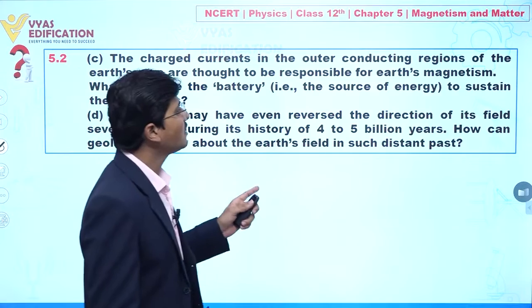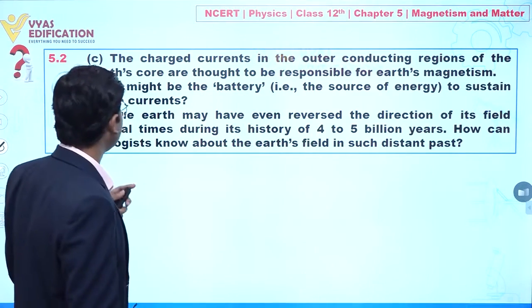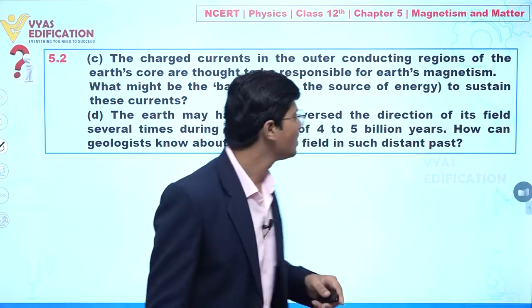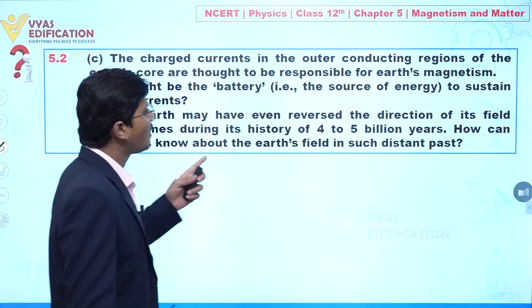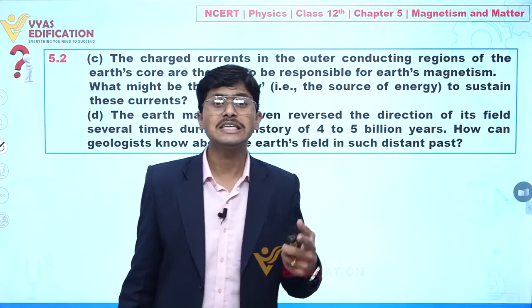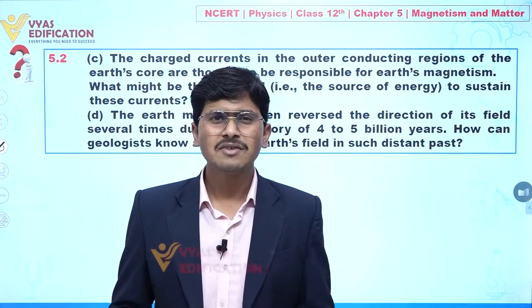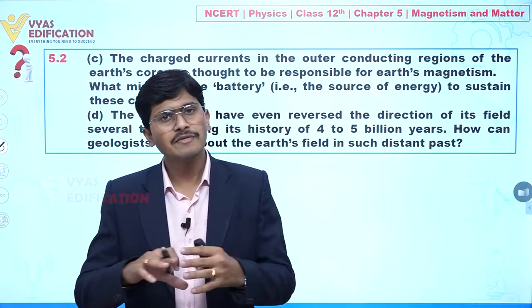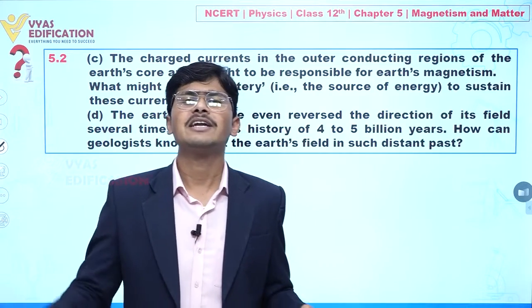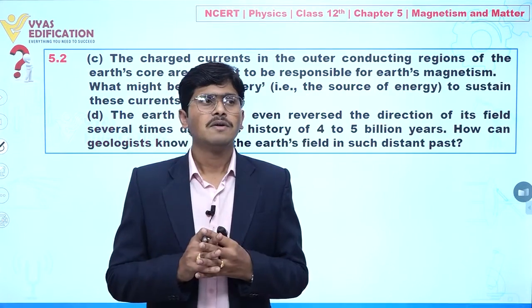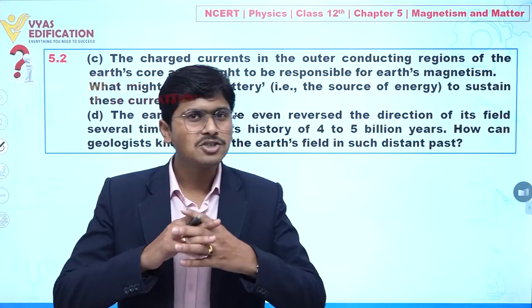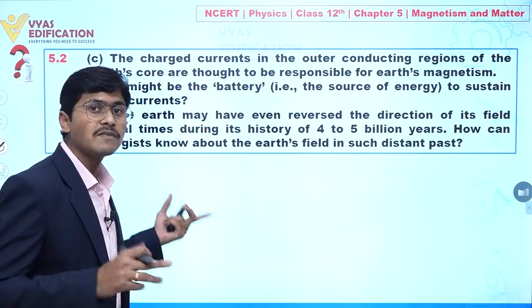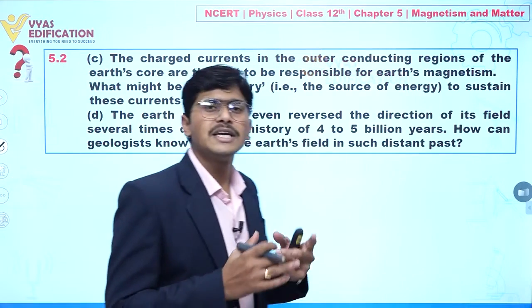In part D it is given that the earth may have even reversed the direction of its field several times during its history of 4 to 5 billion years. Clear? Now how can geologists know about the earth's magnetic field in such a distant past? Sir, we have assumed there is a magnet at the center of the earth, and due to this magnet we have magnetic field lines. But geologists assume that the direction of the magnetic field lines is reversed after some time. How is it possible? It is possible.